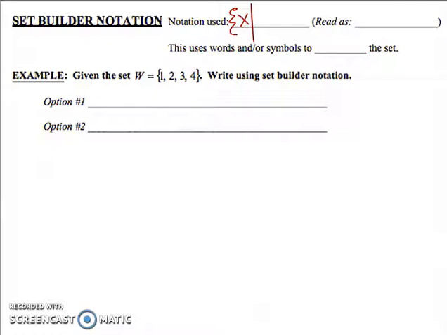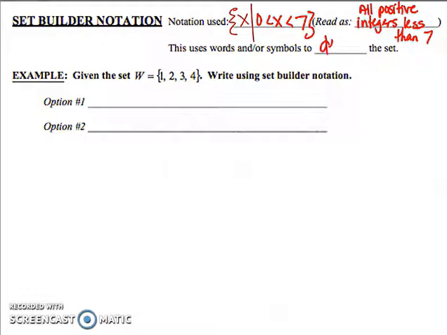Set builder notation is another type of notation that we use. And it looks like this. You've got kind of a bracket with an X, and then you have an inequality that shows where X lives. So I could say 0 is less than X, which is less than 7. Okay? So this would be read as all positive integers less than 7. Okay, so this set builder notation uses words and or simple symbols to define the set.